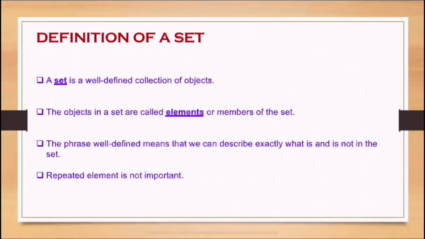Definition of a set. A set is a well-defined collection of objects. The objects in a set are called elements or members of the set. The phrase well-defined means that we can describe exactly what is and is not in the set. Repeated elements are not important.